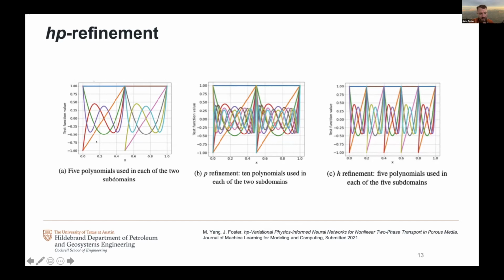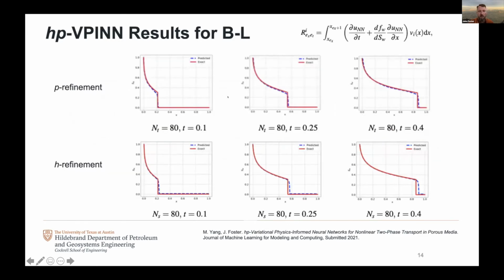And here's an example which just demonstrates that. Here we start with 2 subdomains with 5 polynomial test functions. If we just do p-refinement, then we're going from 2 subdomains with 5 test functions to 2 subdomains with 10 test functions. And over here is an example of h-refinement. Again, 5 polynomials, but this time with 5 subdomains instead of just 2. So that's what we mean by h and p refinement. And we show that in doing this with the Buckley-Leverett problem for our residual, we can get nice, fairly accurate solutions. Right now, this is just a demonstration.